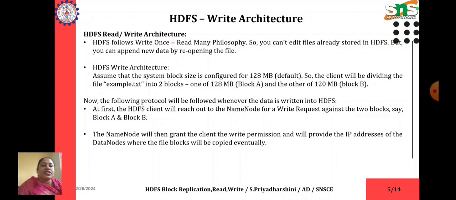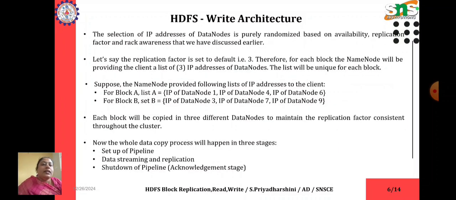At first, the HDFS client will reach out to the name node with a write request for the 2 blocks, say block A and block B. Then the name node will grant the client write permission and will provide the IP addresses of the data nodes where the file blocks will eventually be copied. The selection of data node IP addresses is purely randomized, based on availability, replication factor and rack awareness.